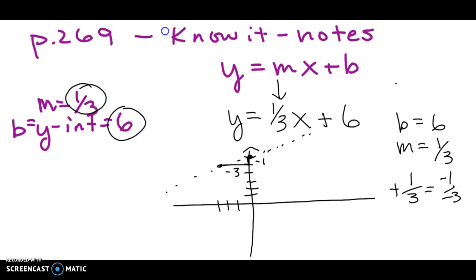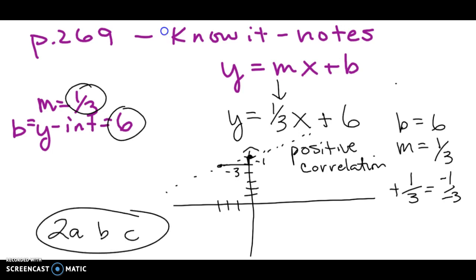And when we finish graphing that with the two negative values, we can still see this graph has positive slope and a positive correlation as when we were dealing with our scatter plots. Please try Check It Out 2A, B, and C, and come check with me when you get those solutions.